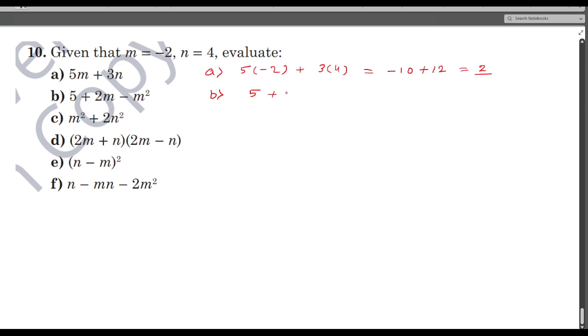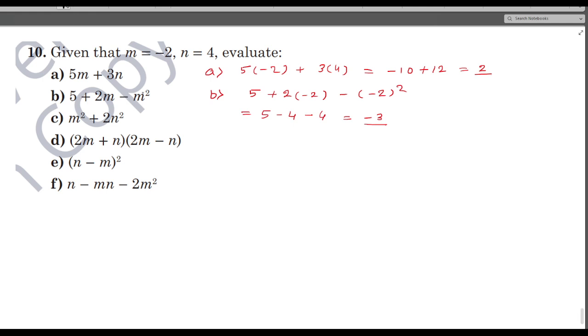B: 5 plus 2m, which is minus 2, minus m square, which is minus 2 square. So this becomes 5 minus 4 minus 4. So 5 minus 4 is 1, 1 minus 4 is minus 3.